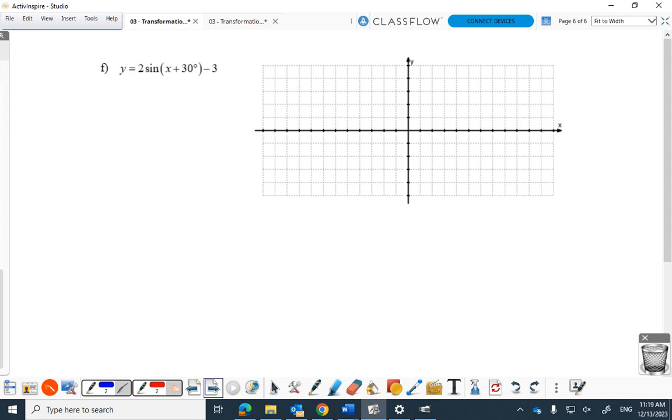Method 1 says, state the transformations. I have a vertical stretch times 2. I've got a left 30. And I got a down 3. I build my table of values. It's got 2 verticals and 1 horizontal, so I'm going to just move over here a little bit. And now how are we doing?